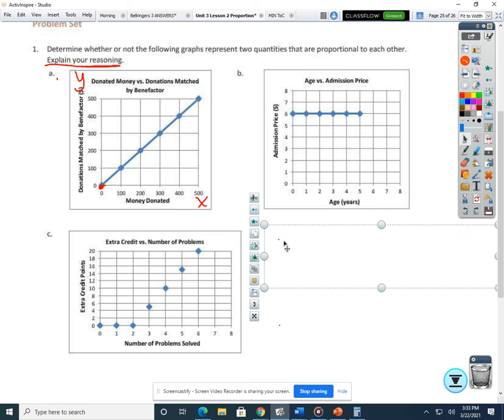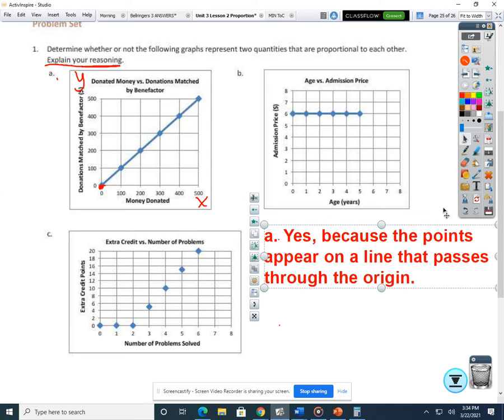So for graph A, your answer would be yes. It is proportional because the points appear on a line that passes through the origin.